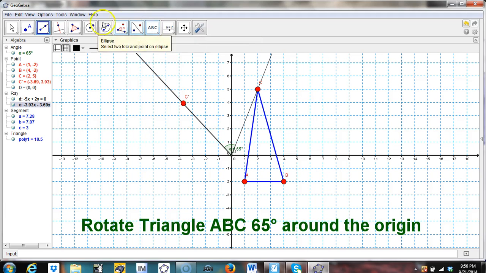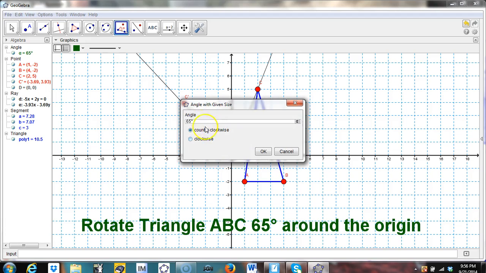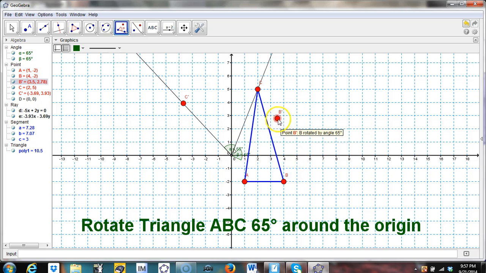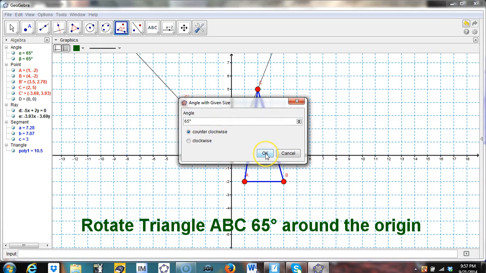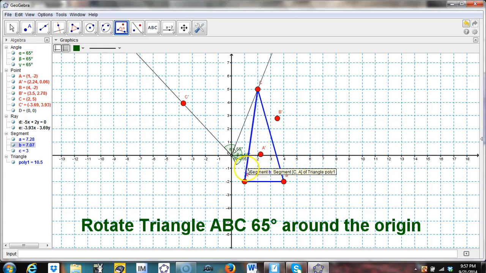Okay, so now really all that I have to do is use the same tool, the angle with given size tool, and watch, when I click on B, that's going to be the point that's on half of my angle, and then I click on the origin as the center. It's set to 65 still, counterclockwise, so when I hit it, it's going to go ahead and rotate B for me. So notice B rotated 65 degrees counterclockwise, so it ends up here. And then A, I'm going to click on A, I'm going to click on the origin. 65 is still set there, so now I'm going to click OK. There's my 3 points.